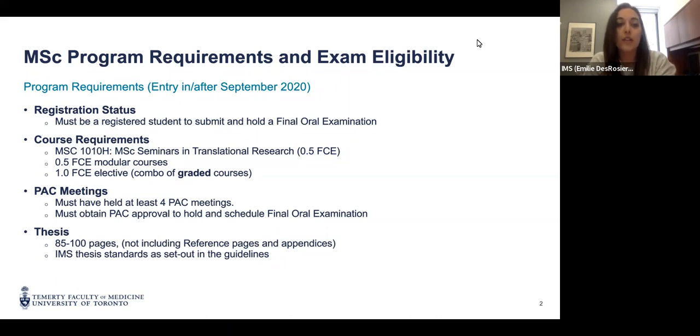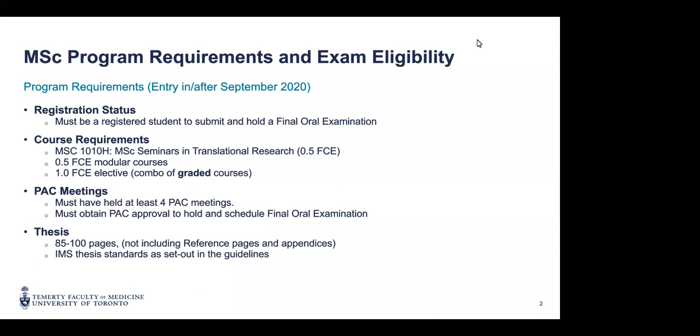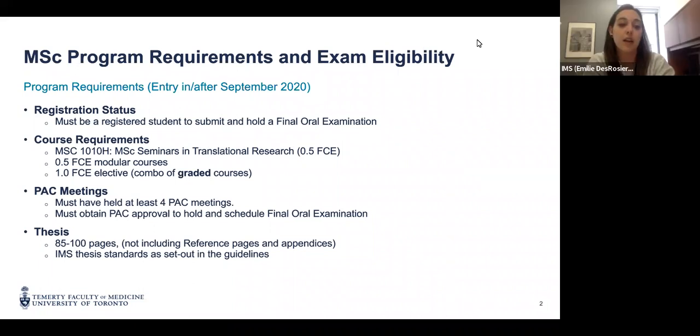Course requirements for the MSc students. You are required to have completed MSc 1010 and have it reflected in your transcripts as either a credit or a 0.5 FCE. You're also required to have 0.5 modular courses and the equivalent of 1.0 FCE electives. So it can be a combination of 0.5 courses or 2.5 courses, whatever it is.